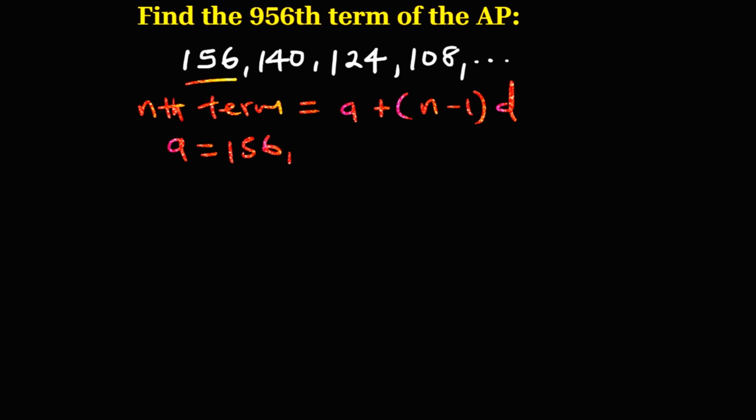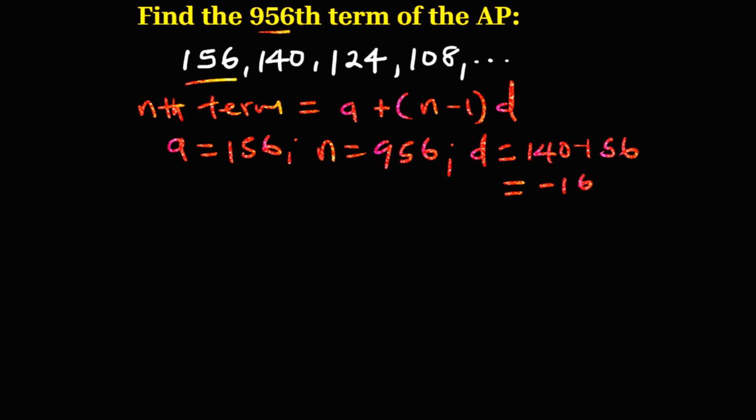Then n is the number that we're looking for. In this case, that is 956. So it means that n is 956 because we're looking for the 956th term. Then d is the common difference. It can be obtained by subtracting a particular term from the next term. So in this case, we can even take 140 minus 156, and we are going to see that that is the same as negative 16.